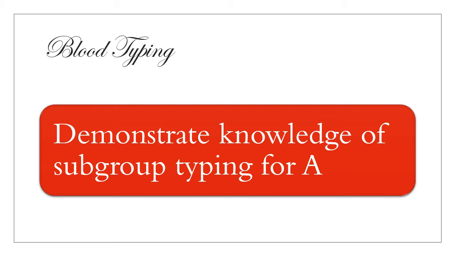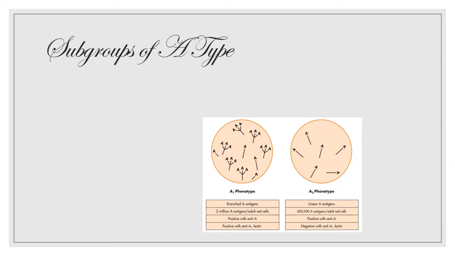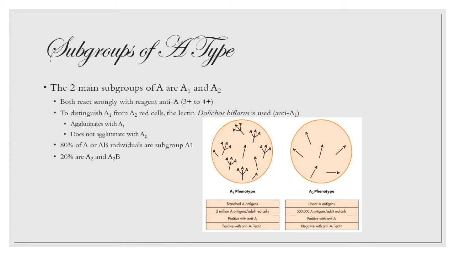Another thing that we will learn, demonstrate knowledge of subgroup typing for A. Subgroups of the A type. We have A1 phenotype, A2 phenotype, you have an A3, you have an AX. There's a lot of different ones. The main subgroups of A are A1 and A2. Both react strongly with reagents, and A, they give a 3 plus to 4 plus reaction.